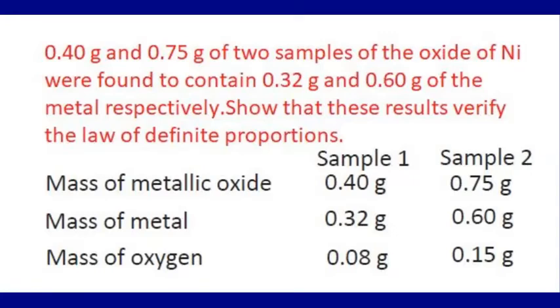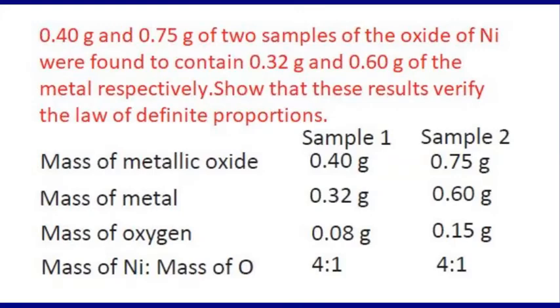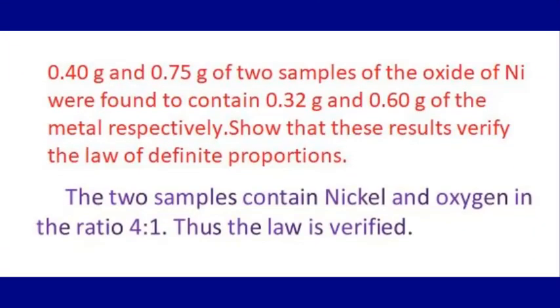The mass of oxygen in the first sample is 0.40 minus 0.32, which is equal to 0.08 gram, and in sample 2 it is 0.15 gram. Now we can find the ratio of masses of nickel and oxygen. In sample 1, the ratio is 0.32 to 0.08, which is equal to 4:1. And in sample 2, 0.60 to 0.15, which is equal to 4:1. From this, we can conclude that the two samples contain nickel and oxygen in the ratio 4:1.